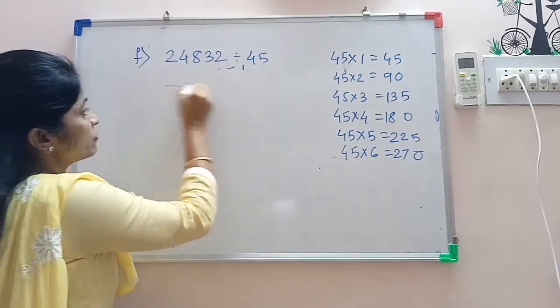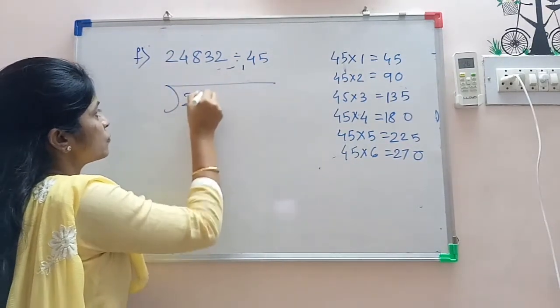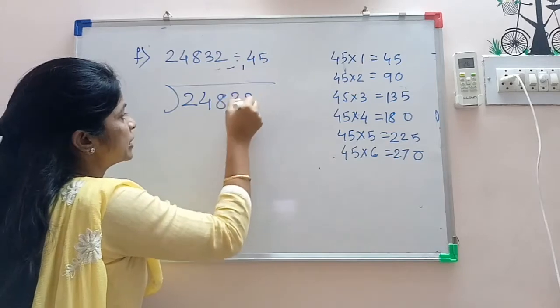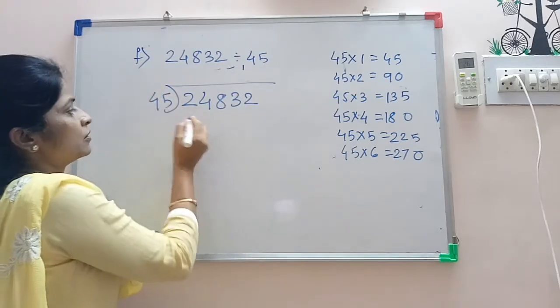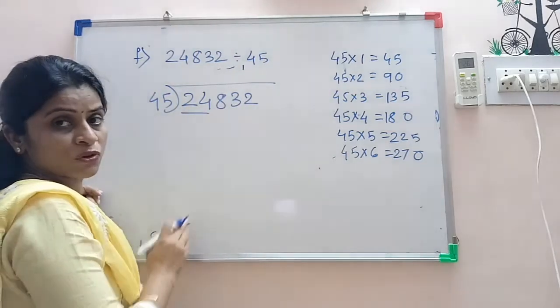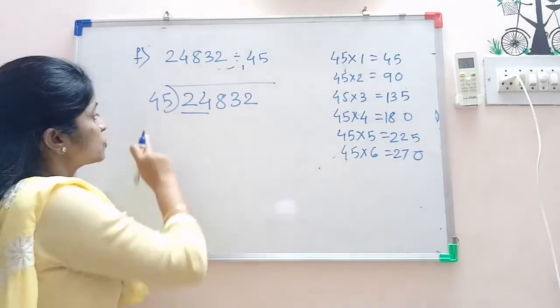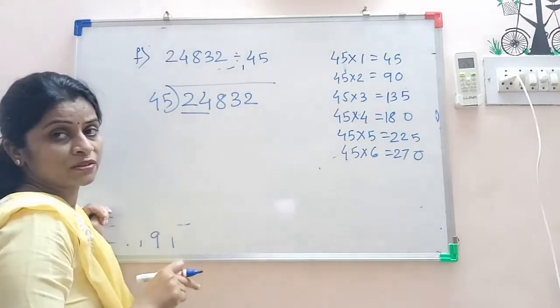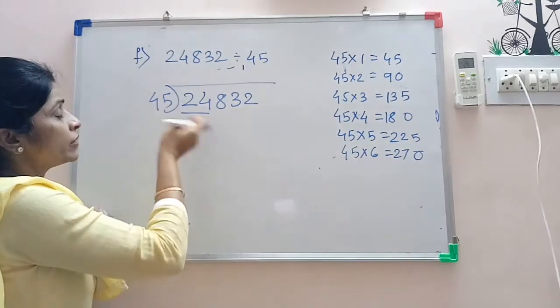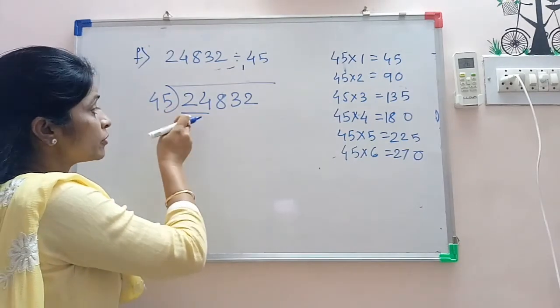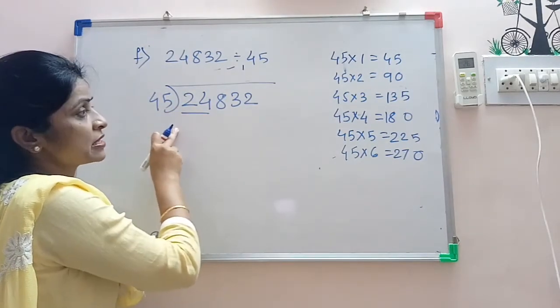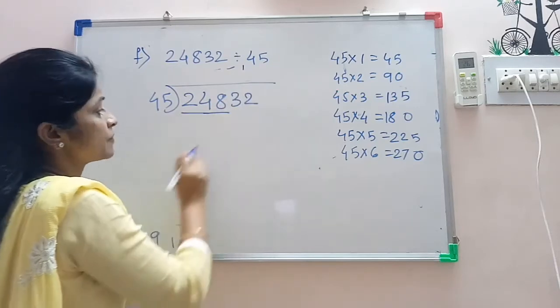Now first of all, let's see 24,832 divided by 45. First we will take 2 digits because we are dividing by 2 digits. So 24 is a small number. It is not possible to divide this number, so we will take 3 digits.